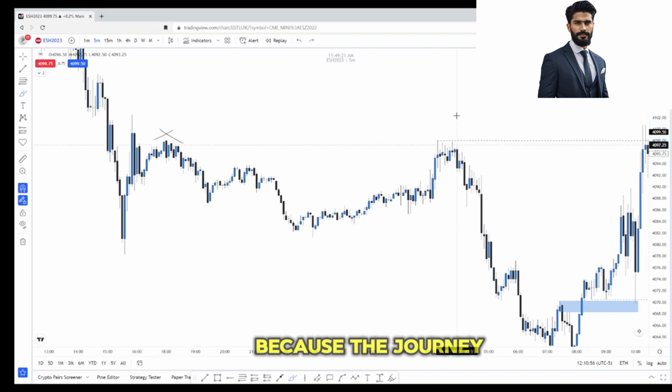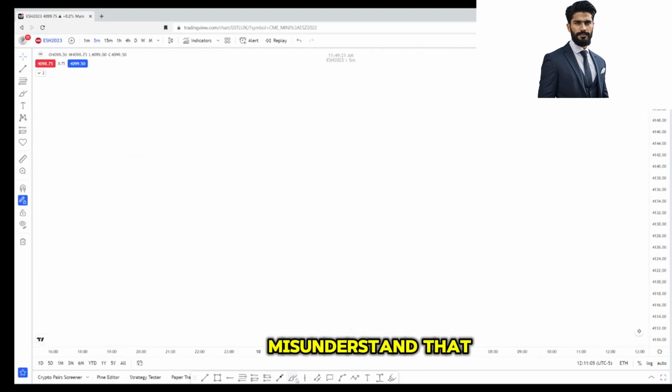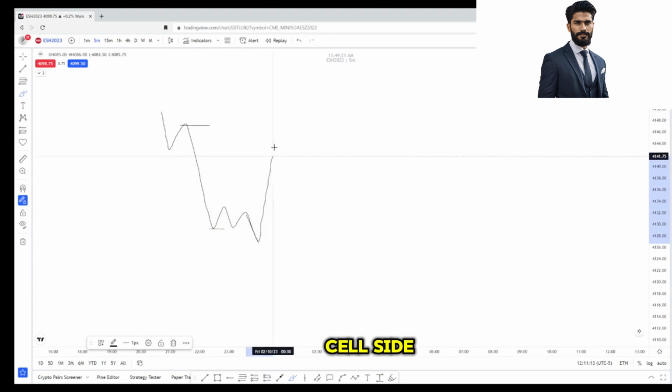There's no destination because the journey is never going to end. So it's just traveling between one area of liquidity to the next, and that's always happening. A lot of people misunderstand that when they're starting. This is what I misunderstood: they think you have this big, massive move and you have buy side, sell side. And ICT says something like, you take the sell side, you go for the buy side.